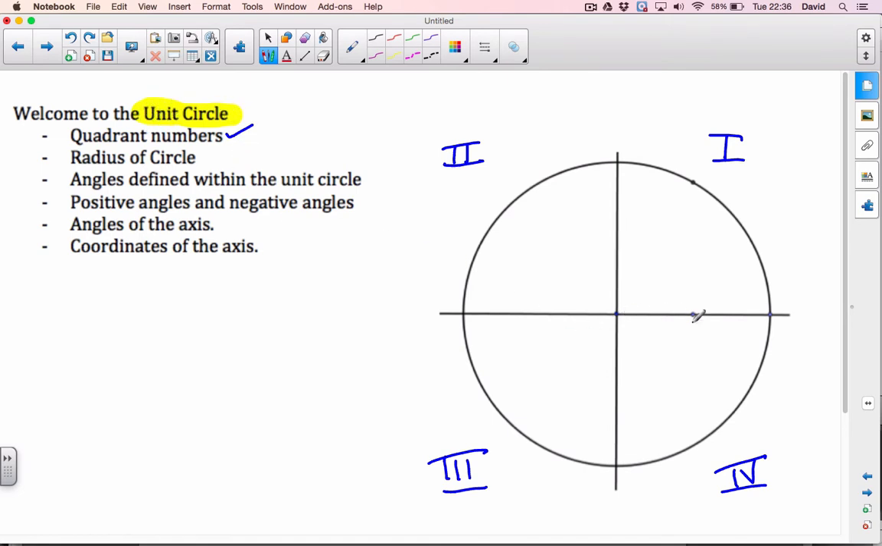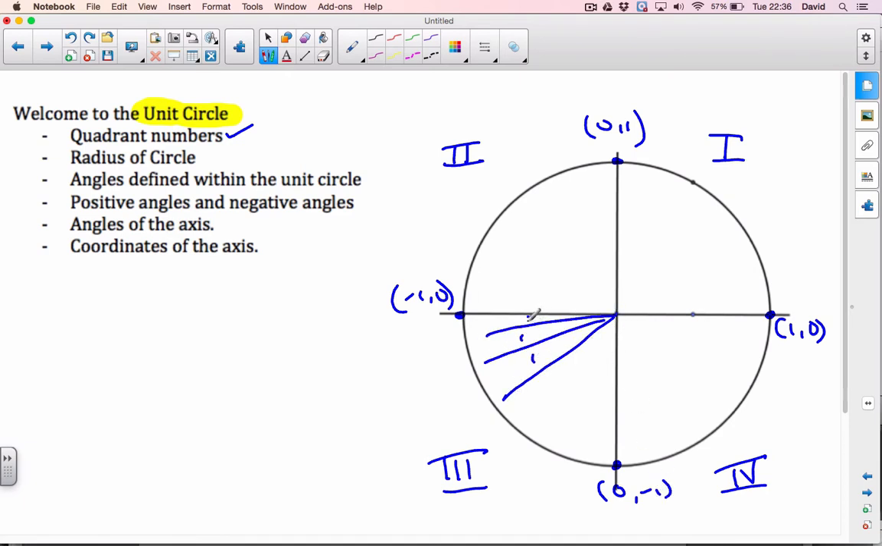In a unit circle, unit refers to 1. It means this radius is 1. So that point there is (1, 0). This point here is (0, 1). This point is (-1, 0). And this point here is (0, -1). And every radius has a length of 1, no matter where I put it. Okay, there's my radius.